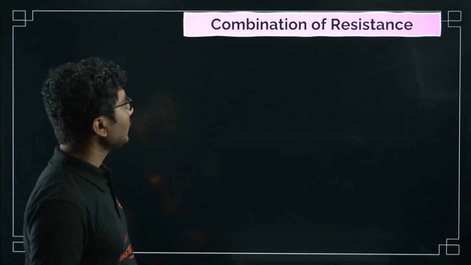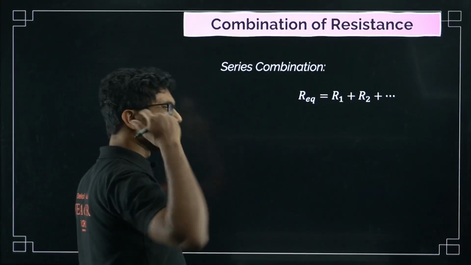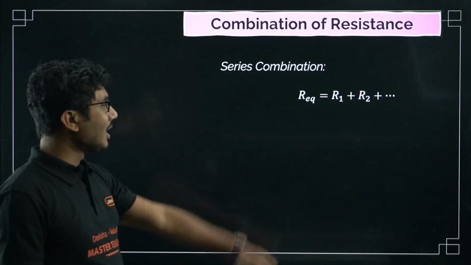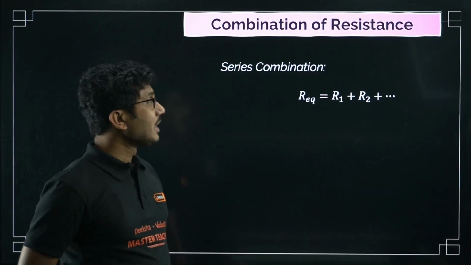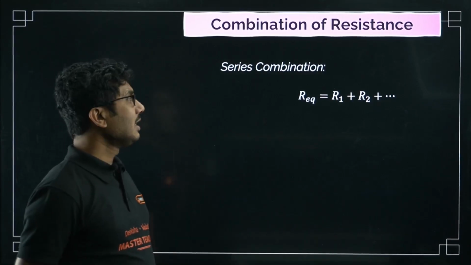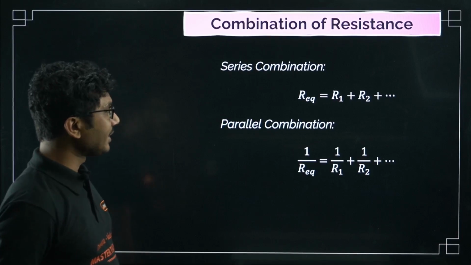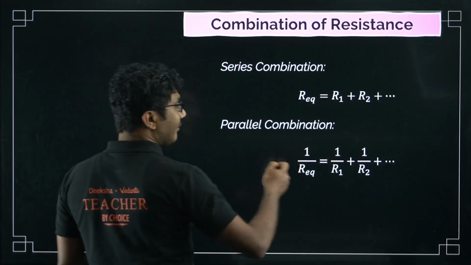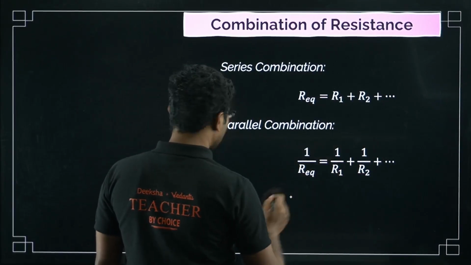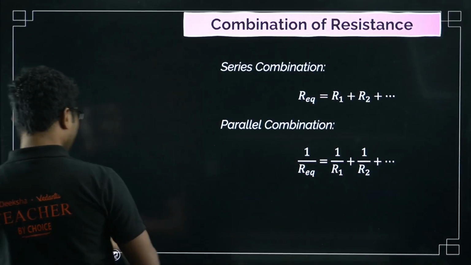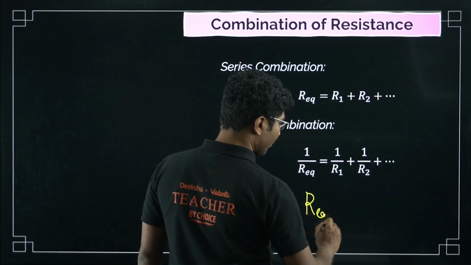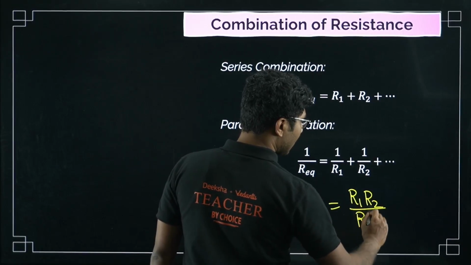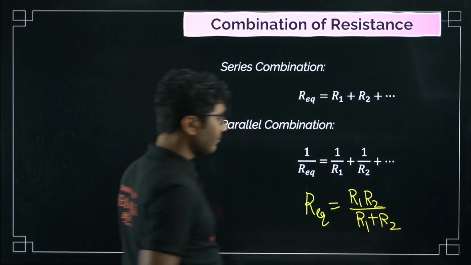Now, combination of resistances. The series combination, obviously we know, I am not wasting too much time. You just need to remember that when resistances are connected in series, R equivalent is the sum of all the resistances, and in parallel combination, 1 by R eq is equal to 1 by R1 plus 1 by R2 plus so on. Remember that if there are only two resistances, then you can simply write R equivalent, just to remind you, as R1 R2 divided by R1 plus R2. This is the formula for equivalent resistance.